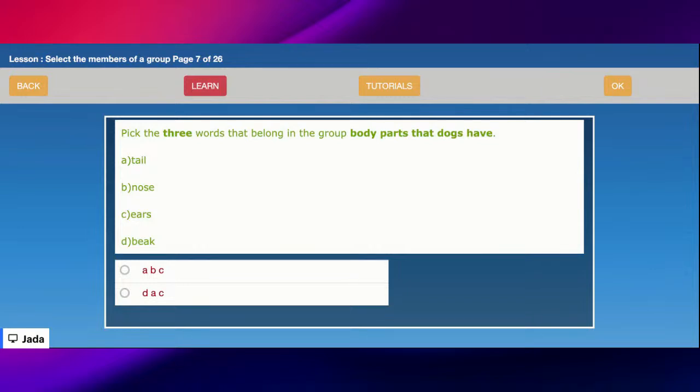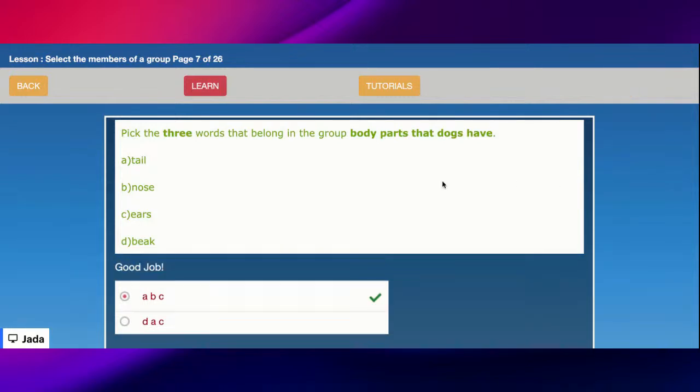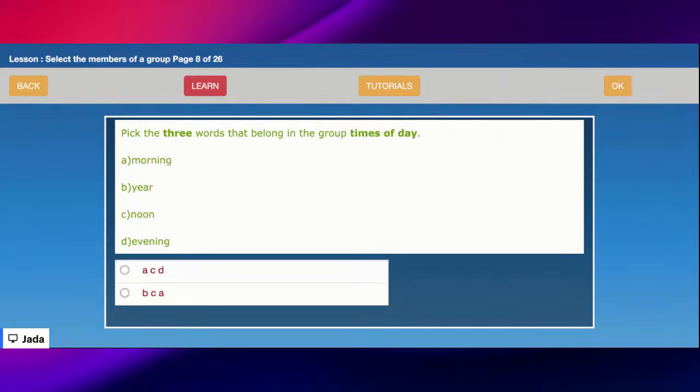So option one, ABC. The beak is for the bird, not for, okay. Then this one, we have three words that belong in the group times of day. So ACD, okay? ACD, okay.